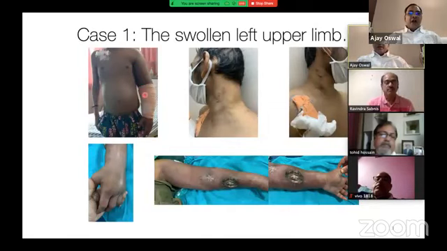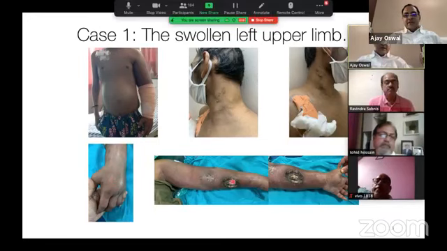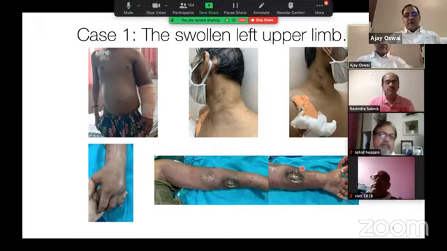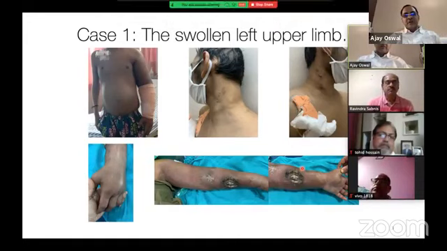So, left swollen upper limb. This is hard, non-pitting edema. Multiple catheter entry sites, right subclavian catheter, swollen forearm and limb, a ghastly looking skin graft which has also got infected. Now this is a swollen left upper limb secondary to one radiocephalic AV fistula which never worked and one left brachiocephalic side-to-side AV fistula which is still showing a thrill, but it cannot be used for dialysis.